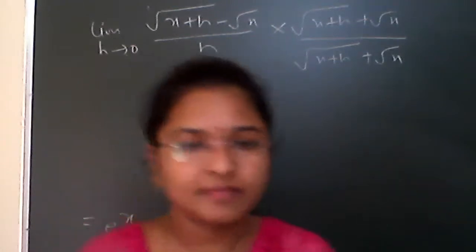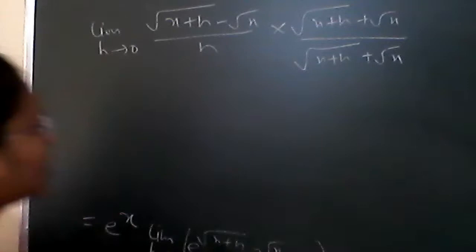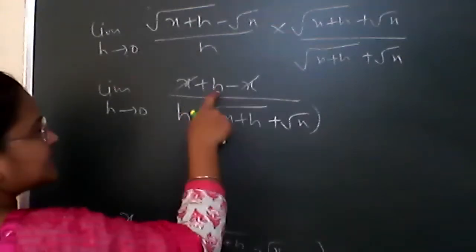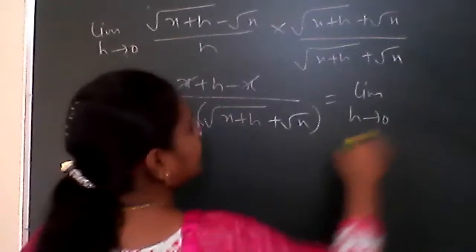Okay. So what will be the numerator? Limit as h tends to 0, x plus h minus x, whole thing divided by h in bracket square root of x plus h plus root x. Now student, x minus x will be 0 and plus h, only h is there. In the numerator and denominator, h is there, so we can cancel it. So what will be there in the denominator? Limit as h tending to 0 of 1 upon root x plus h plus root x.